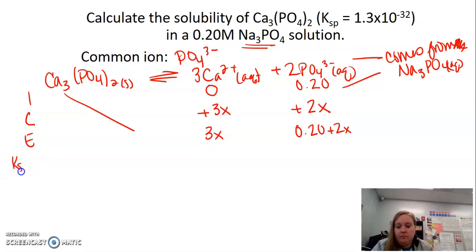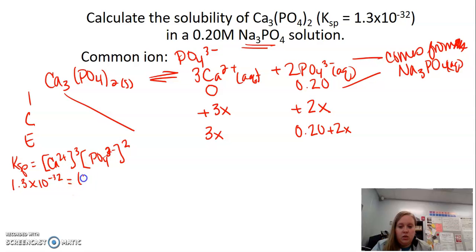The Ksp, remember you should always write the general expression. So calcium ion cubed times the phosphate ion, that should be 3, and that's going to be squared. Plug in the values that we have, so 1.3 times 10 to the negative 32, and you get 3x cubed times 0.2 plus 2x squared.